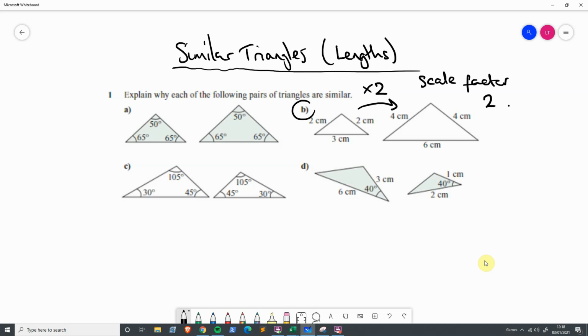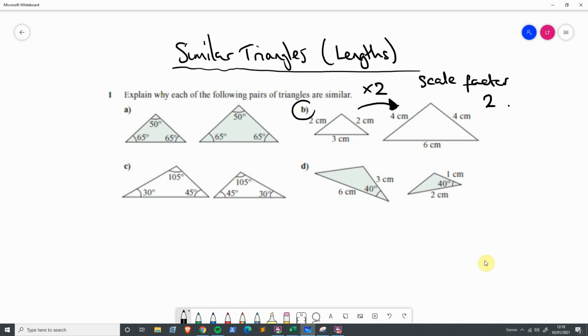Hopefully you remember when we were writing out the descriptions of an enlargement, we were saying enlarged by scale factor, blah blah blah, and then we said a centre. And that's all similar triangles are. They are shapes that have the same scale factor of length, so they're all multiplied by the same number. So if you're asked to prove if a triangle's similar, see if you can get from one shape to the other by multiplying by the same number.